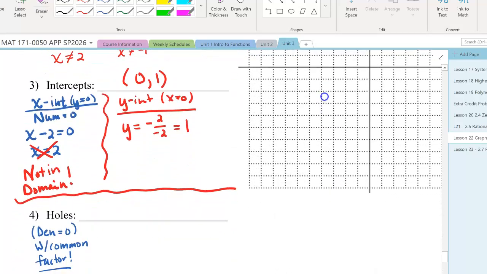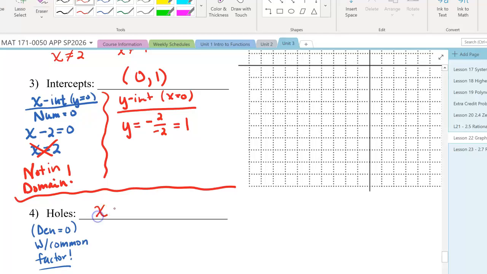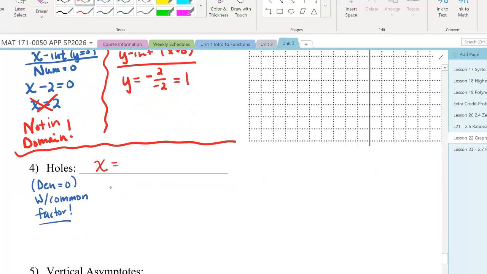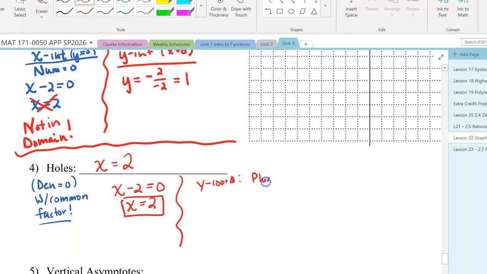All right. So we're going to have a hole when x is equal to, well, let's see, we're going to take that x minus 2, and that would give us x equals 2. So our x-coordinate of the hole is 2. To find the y-coordinate, remember you're going to plug your x value into the simplified function.